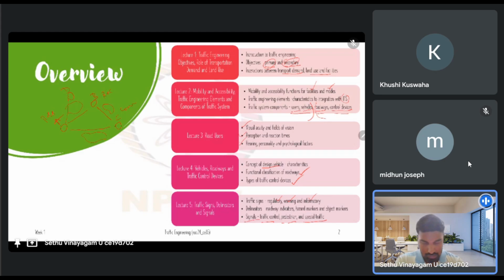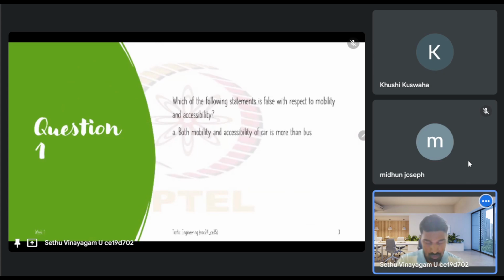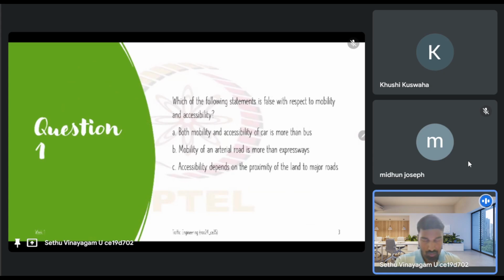Okay, to start with, question one for week one is: which of the following statements is false with respect to mobility and accessibility? Option A is both mobility and accessibility of car is more than bus. Option B is mobility of an arterial road is more than expressways. Option C is accessibility depends on the proximity of the land to major roads. And option D is mobility depends on the effectiveness of the through facilities.